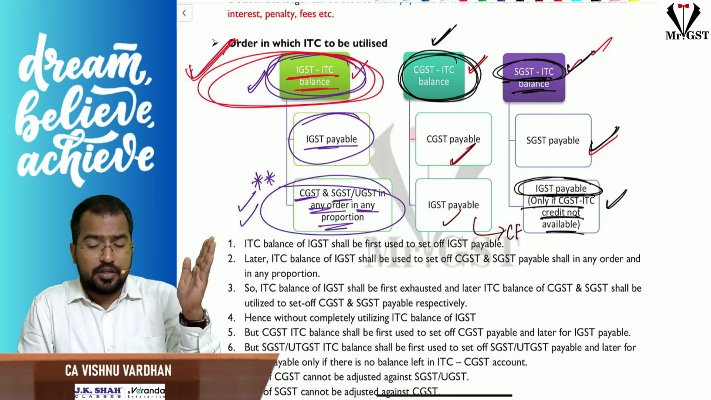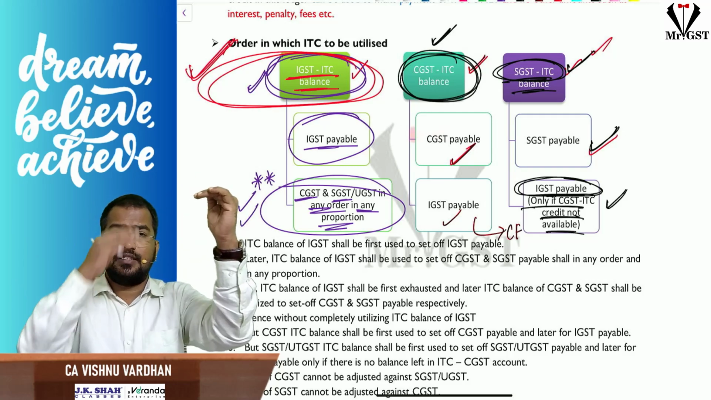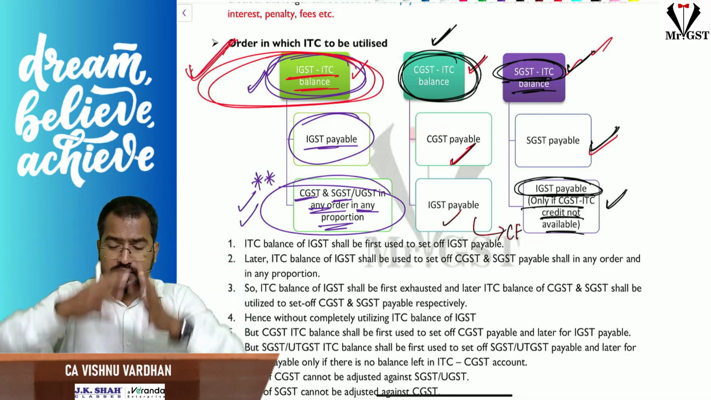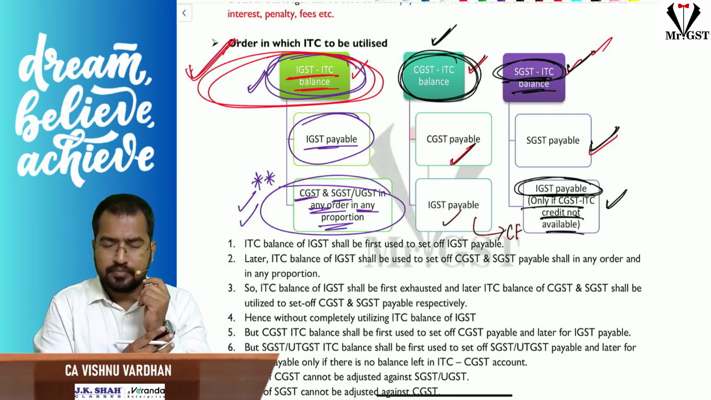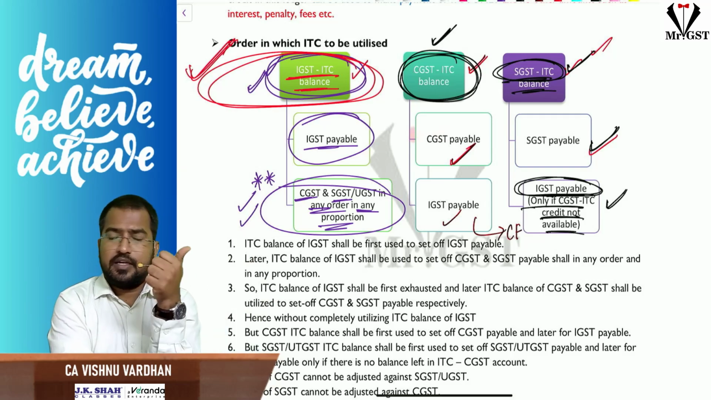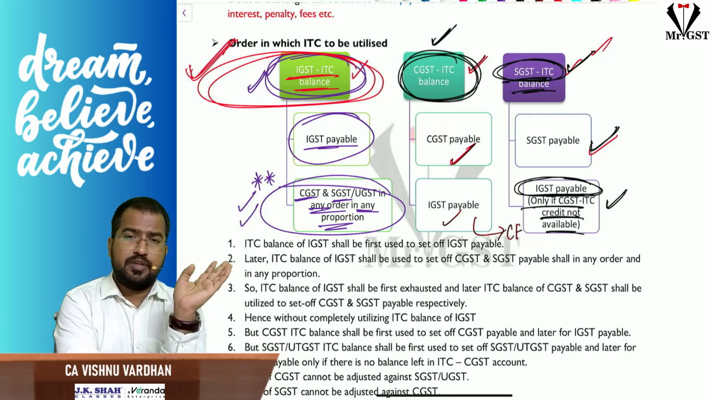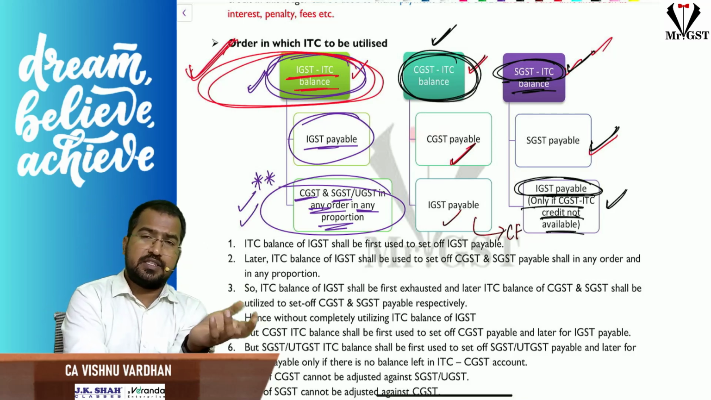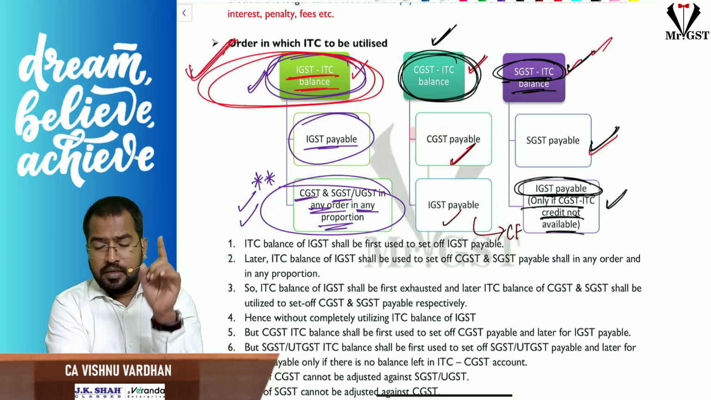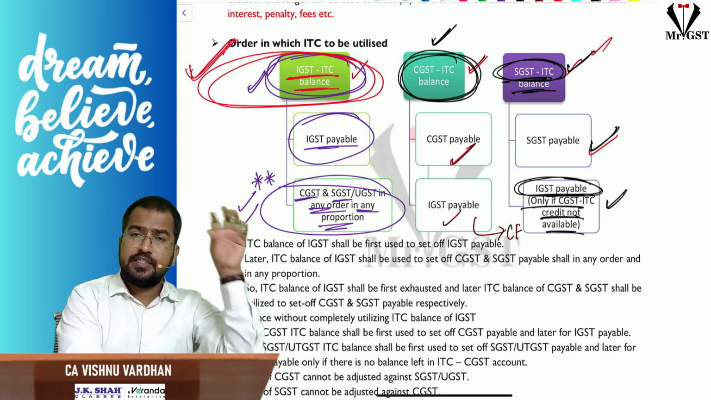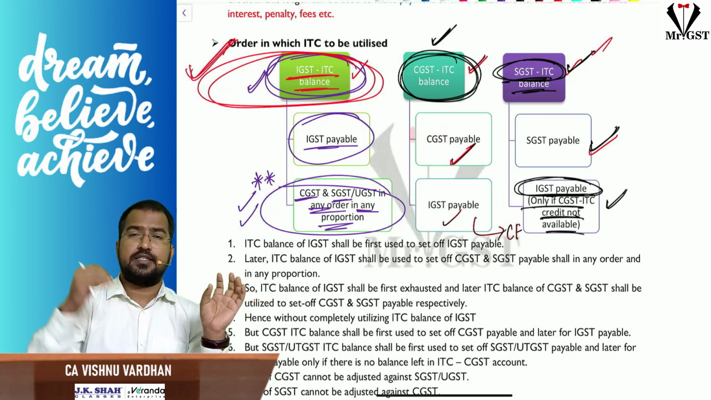That is why I'm asking you, follow the same way what we are discussing. First IGST ITC, CGST ITC, then SGST ITC. If you follow the same order, you will be satisfying the rules. So I repeat, first agenda, IGST ITC should become 0. To make it 0, use it for IGST payable. Till balance is there, use it for CGST payable or SGST payable in any order, in any proportion. Then, if IGST ITC balance became 0, only then start using CGST and SGST ITC.